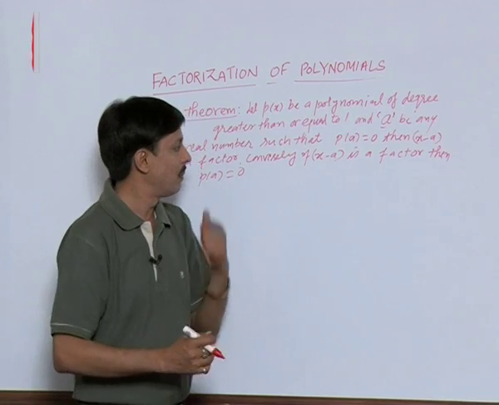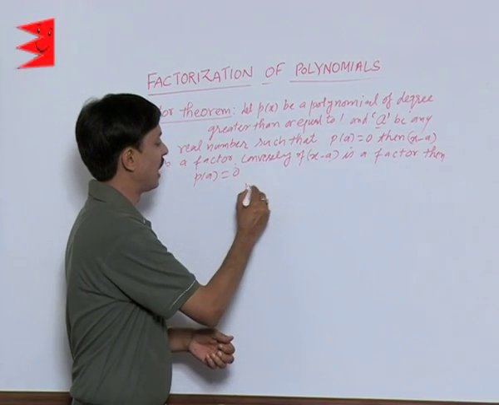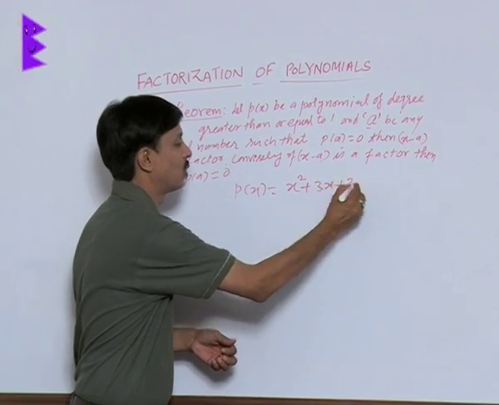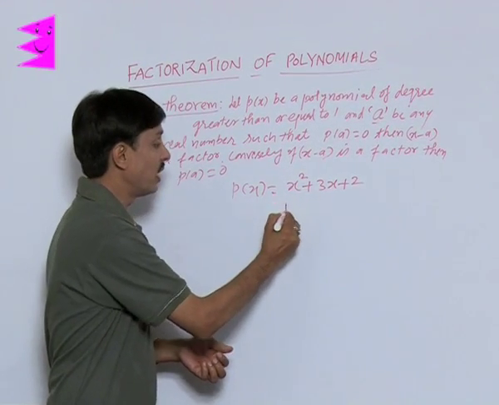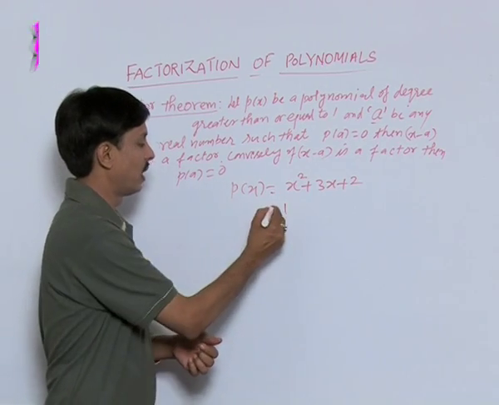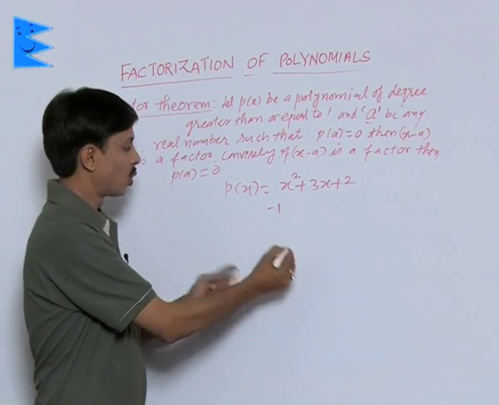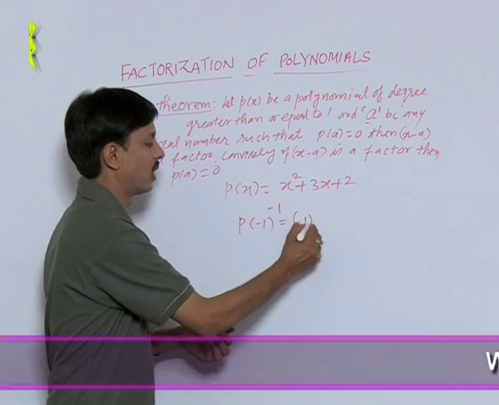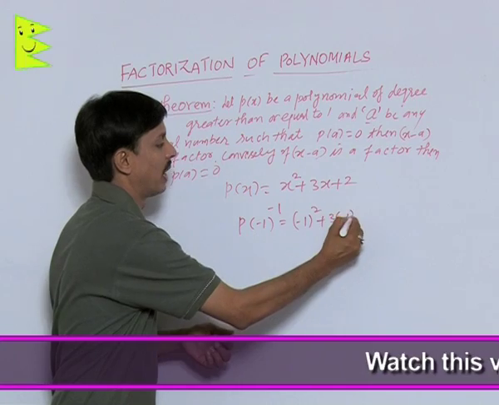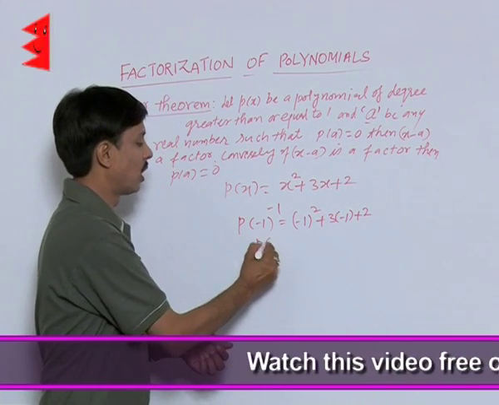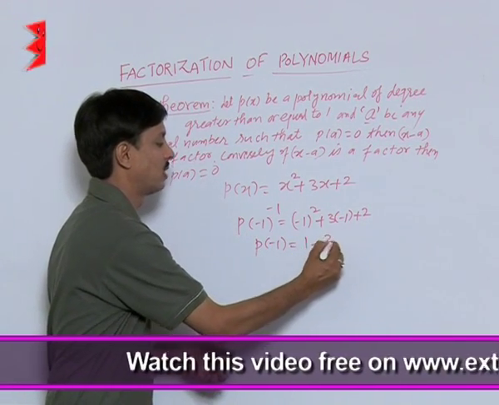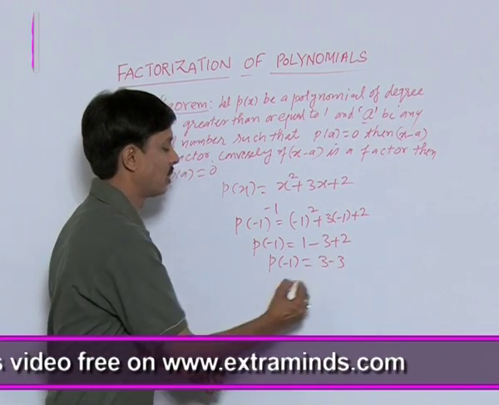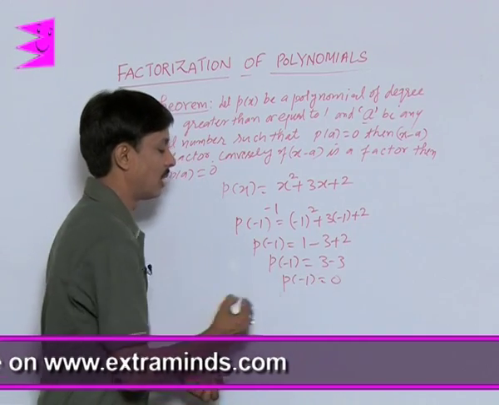How will I apply it? I am taking an example. Suppose p(x) is the polynomial x square plus 3x plus 2, and I can take minus 1 as a number. So if I ask you what is p of minus 1, you say it is minus 1 whole square plus 3 into minus 1 plus 2. So the answer of p of minus 1 becomes 1 minus 3 plus 2. The answer becomes 3 minus 3. P of minus 1 becomes 0.